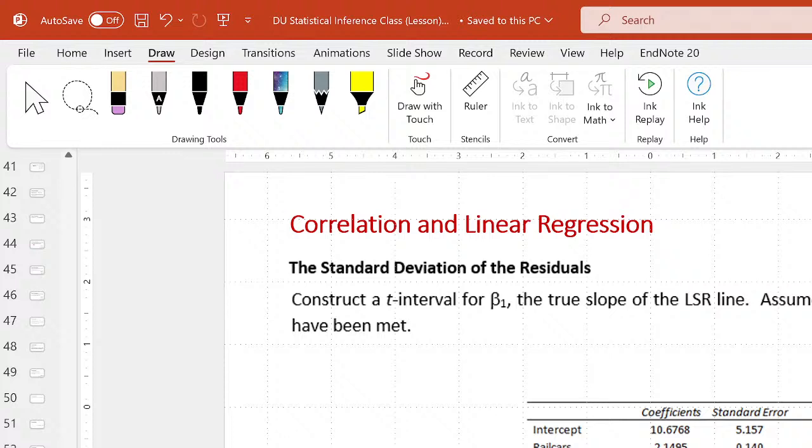So let me show you. I think Staplet is one of the best ways to go. It gives you everything you need.